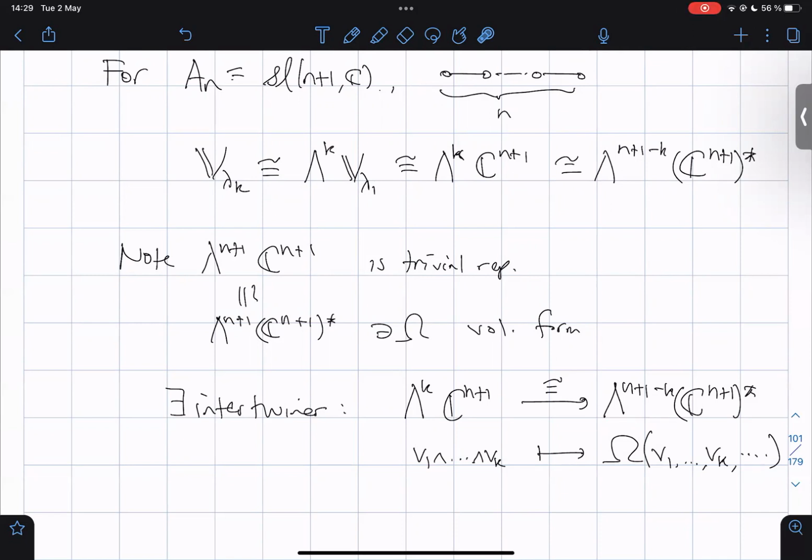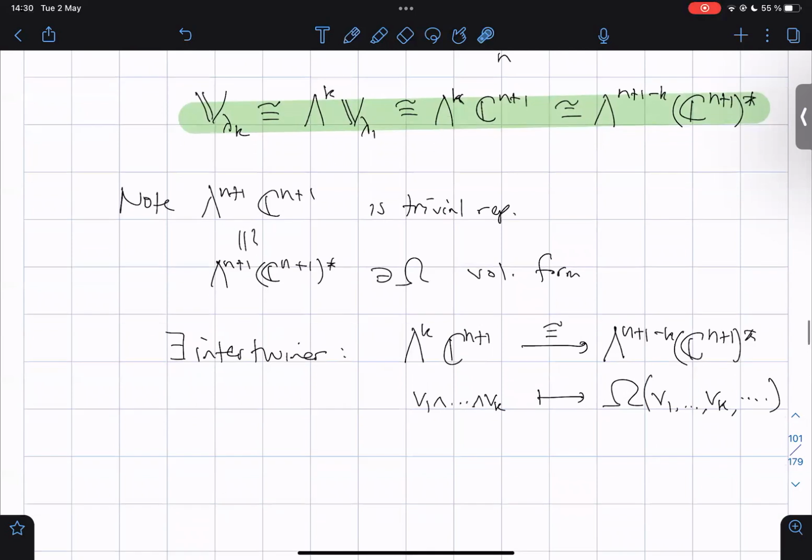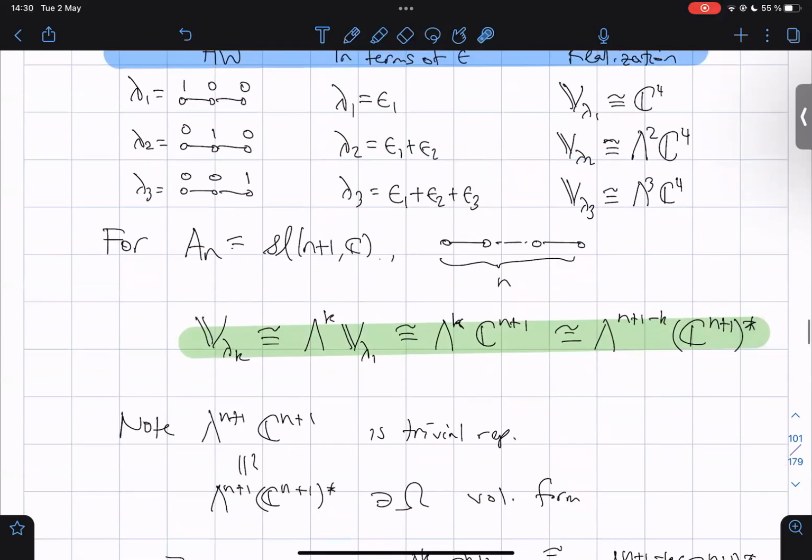But the point here is that you have this explicit description for all these irreducible representations, just as wedge products of the standard one. So that's in type A, when you have this nice, what's called a simply laced diagram. So there's no double bonds; they're all single bonds over here.